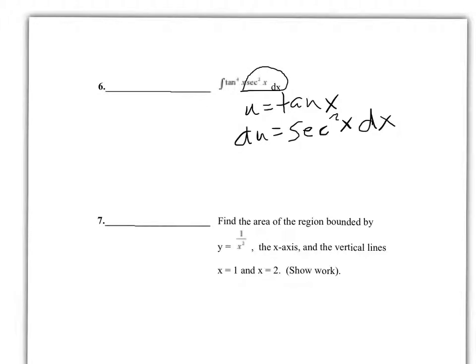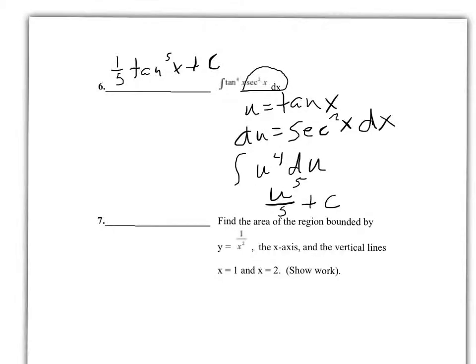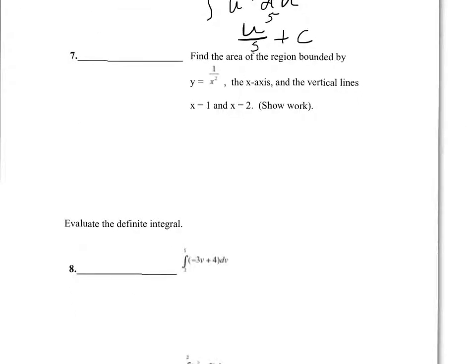So then that means that I just have the integral of u to the 4th du. U to the 4th, change that to u to the 5th over 5 plus c. So that means I have 1/5 tangent to the 5th x plus c. Okay, let's look at number 7 here.